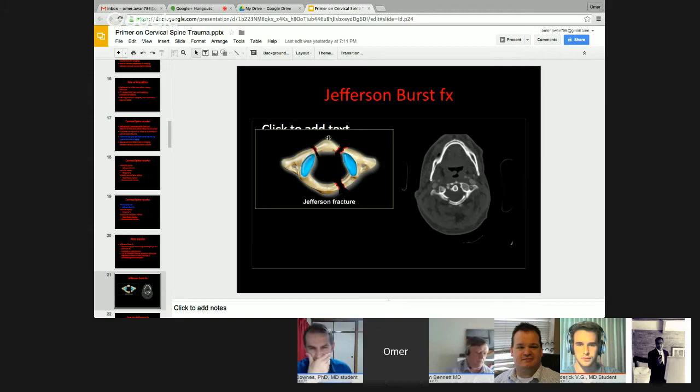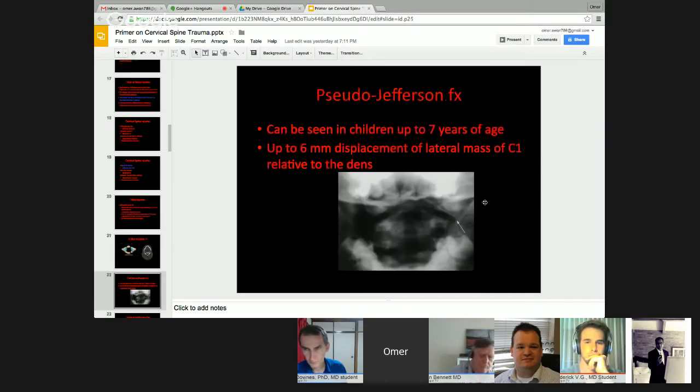This is a cartoon here, which shows the C1 ring. This is not a classic Jefferson burst because this is a 3-part fracture where you have 2 fractures along the anterior ring right there, but then 1 fracture along the posterior ring. A classic fracture would also have a fracture right here to make this a 4-part Jefferson burst fracture. And here we see essentially a 3-part fracture with 2 here along the posterior ring and 1 along the anterior ring here. So this is a Jefferson burst fracture, okay?